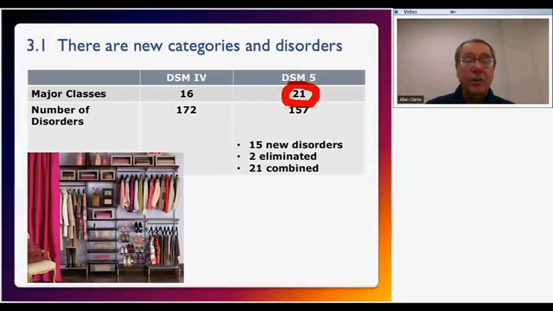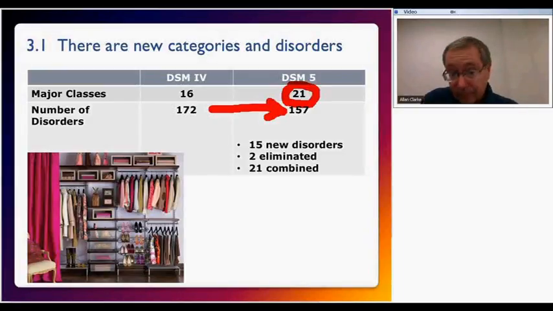In the case of disorders, we've gone from 172 to 157 disorders. And that's largely because they've combined a number of disorders, and we'll talk about that in a second, particularly with substance use. They've added new disorders, and then they've eliminated a couple. So let's take a little closer look at this.